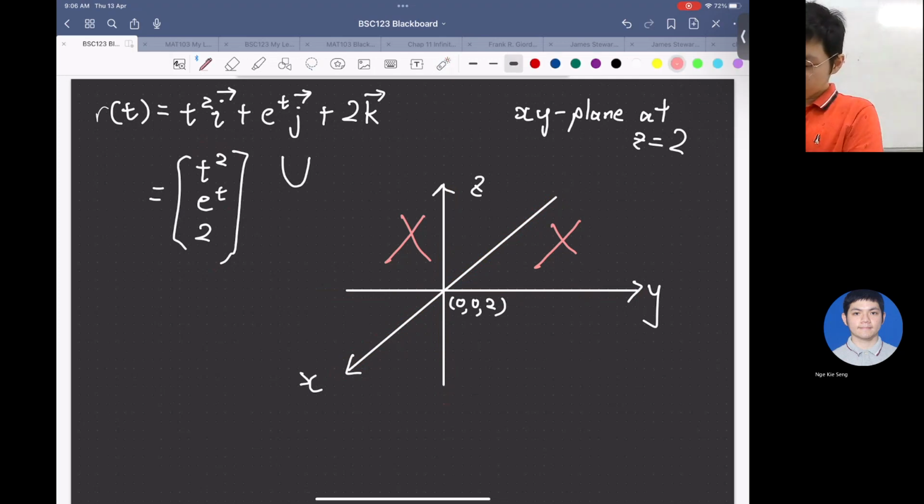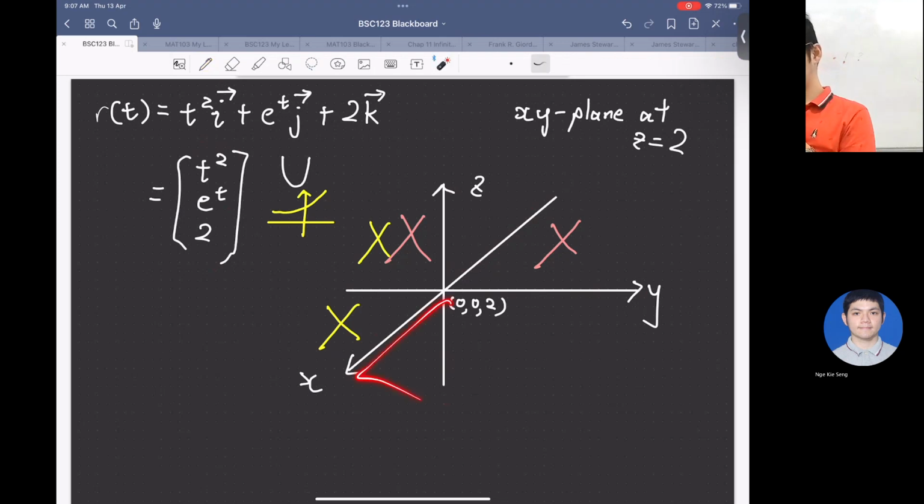How about the y direction? So in the y direction, e^t is also positive. Where is e^t positive, or where is e^t negative? So y direction is negative for these two parts. So the only part we can draw in is here. Everyone follow?